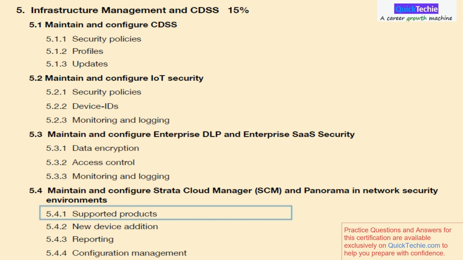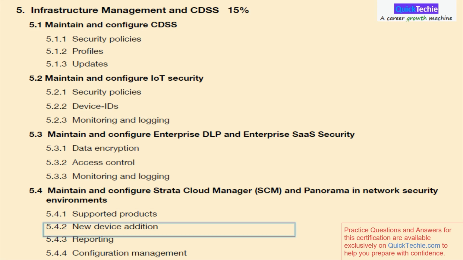Scenario: your organization has multiple next-generation firewalls deployed across different branch offices and some cloud-based security services. You would use Panorama or SCM depending on the specific services and deployment model to manage all these supported devices and services from a single console.